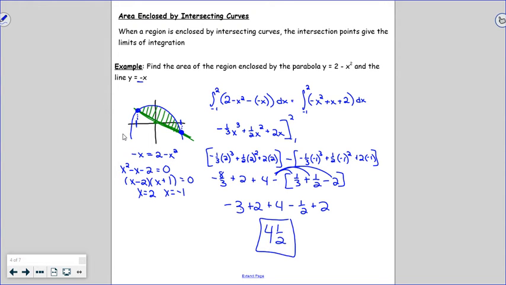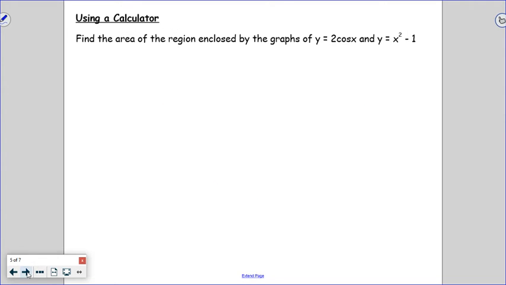All right. We are going to then transition into what becomes calculator problems. It says find the area of the region enclosed by the graphs of y equals 2 cosine x and y equals x squared minus 1. Go ahead and get that copied into your notes, and then we'll look at how to start this one. First things first, get a graph.